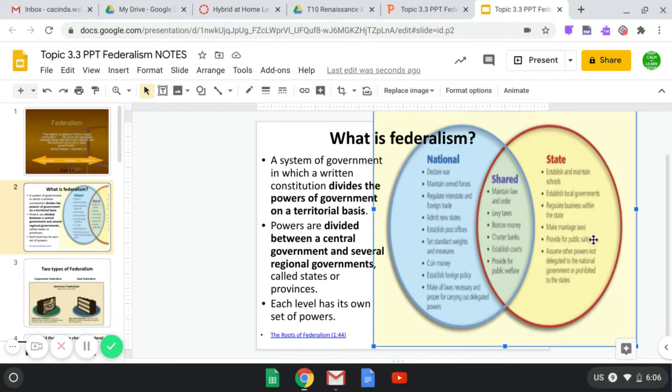State can do local governments, regulate business within the state. They can make marriage laws. There are guidelines on marriage. Provide for public safety and assume powers not delegated to the national. And you have certain things that both need to be able to do to maintain law and order, to collect and charge taxes, to borrow money, banks, court systems, and the public welfare.